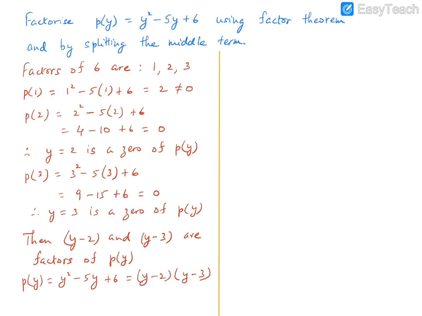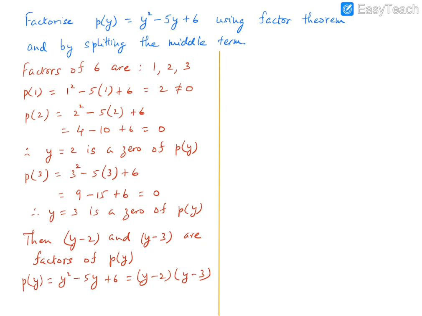Clearly if we multiply these two terms, we get back this expression. y into y is y square, minus 2 into y is minus 2y, and minus 3 into y is minus 3y. So minus 2y minus 3y is minus 5y, and minus 2 into minus 3 gives back the plus 6. When we multiply these two factors, we get back the original polynomial. So clearly we have been able to factorize it.